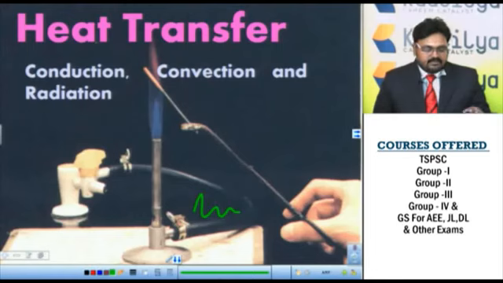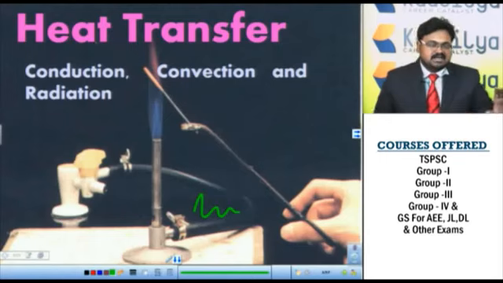Okay, so first let us discuss what conduction is. Now conduction is a process where the transfer of energy takes place from one point to another point without the matter actually moving. Okay, so there is a transfer of energy only, there is no transfer of any mass. Now the matter will not move from one point to another point, only energy gets transferred.